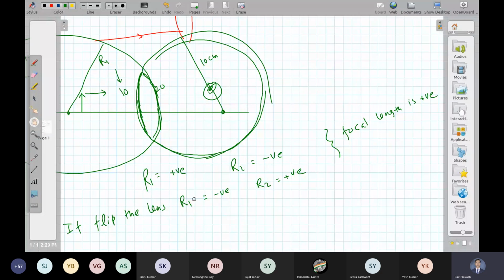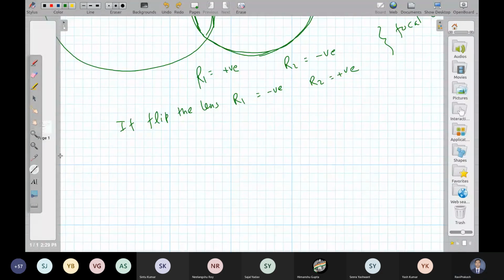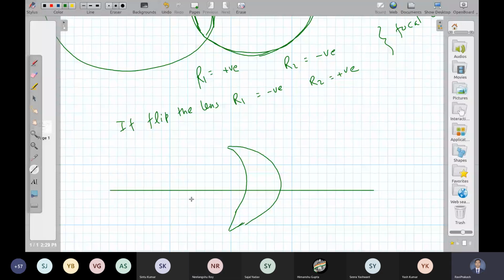What about this lens? What is happening with this lens? This is R1, this is R2. What is R1? Negative or positive? Sir, that depends on where we are keeping the object first.